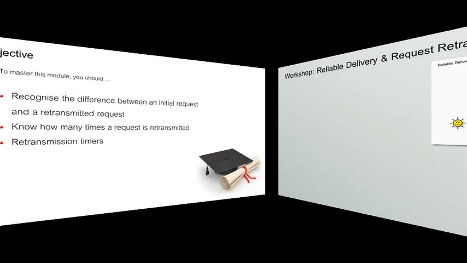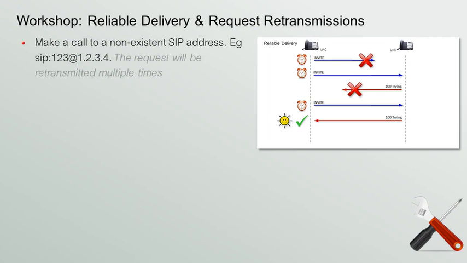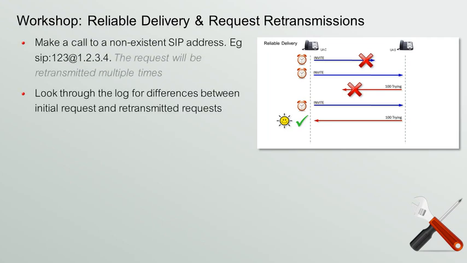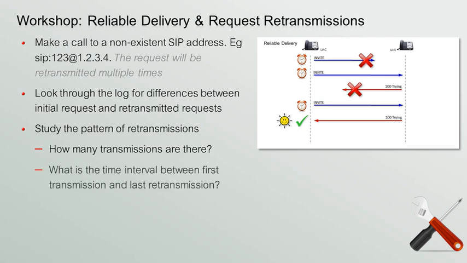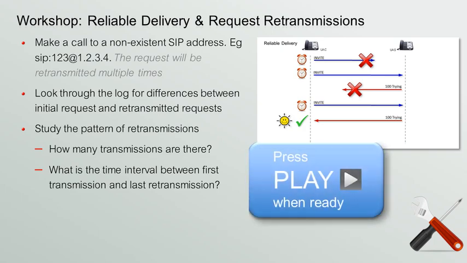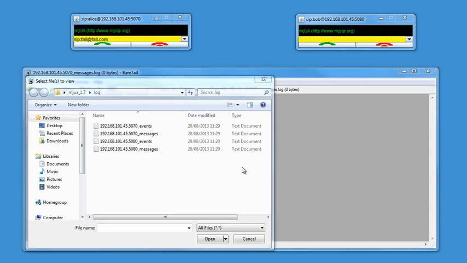If you have a user agent handy, why not make a call to a non-existent SIP address? Allow the call to time out, then look through the log for differences between initial and retransmitted requests. While you're at it, study the pattern of retransmissions, looking particularly at how many retransmissions there are and the time interval between them. Go ahead and press play when you're ready, and we'll compare notes.